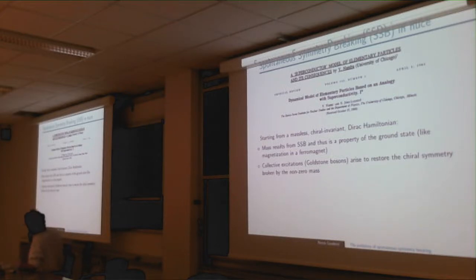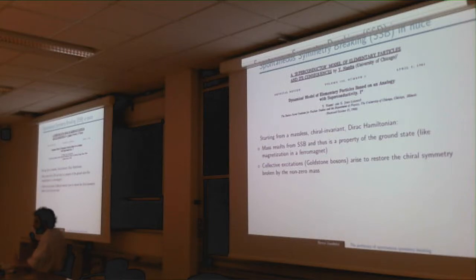the mass results, in fact, any mass in the universe, that's a strong idea, results from spontaneous symmetry breaking, and thus it is a property of the ground state of such a Hamiltonian. You can imagine it like magnetization in a ferromagnet, which is a property of the ground state, which is not written explicitly in the Hamiltonian. So there is no mass in the Hamiltonian, but you can recreate it by means of this spontaneous symmetry breaking. Now, this phenomenon is also accompanied by collective excitations, which just shortly after will be called Goldstone bosons, which arise to restore the chiral symmetry, which was broken by the presence of the mass.